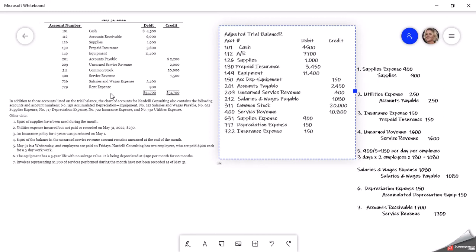Then if I jump back up here, salaries and wages is 726, but I will also need to adjust that number. The salaries and wages on our trial balance were 3,400, sorry. And then we accrued 1,080 for those last 3 days over here. So that is 4,480.